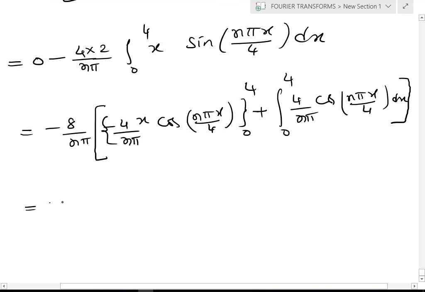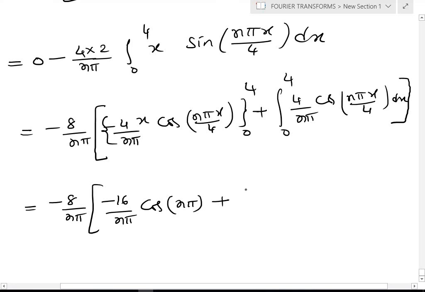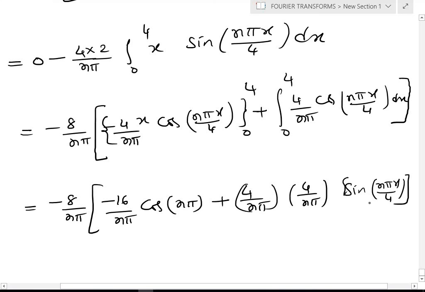So then finally I have minus 8 by n pi. When I substitute the upper limit, 4 into 4, that is minus 16 by n pi into cos n pi. When I substitute the lower limit, x is 0, then the entire thing will become 0. So this is over. Now come here, then plus 4 by n pi, then one more 4 by n pi will come, then cos integration will be sine, that is sine of n pi x by 4, with the lower limit 0 and upper limit 4.